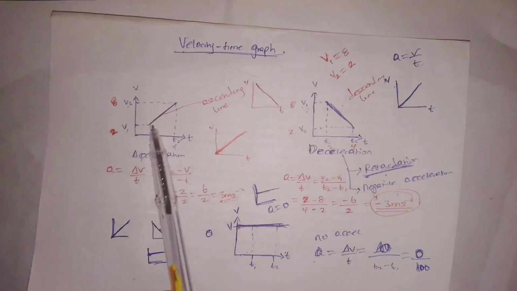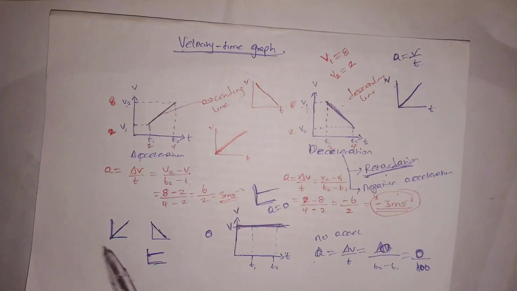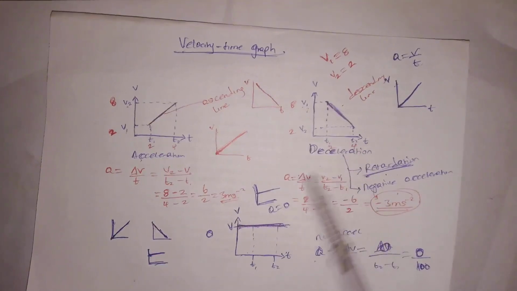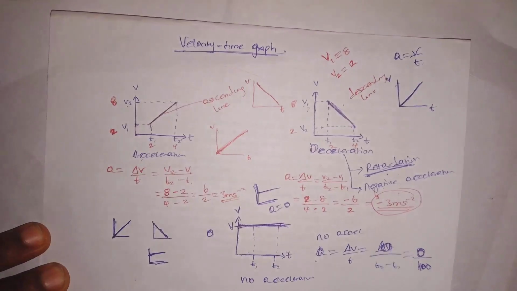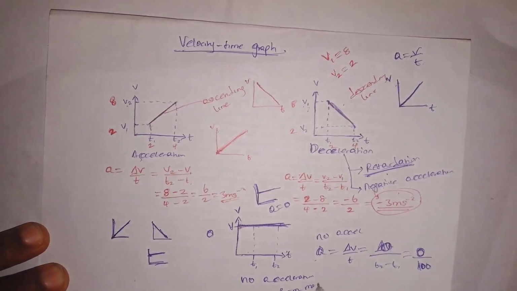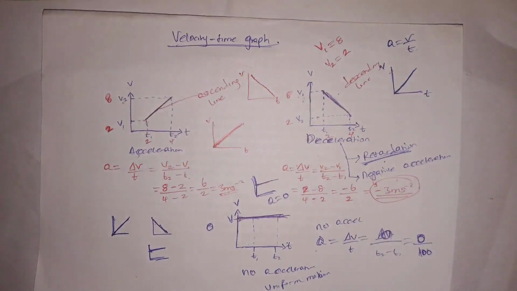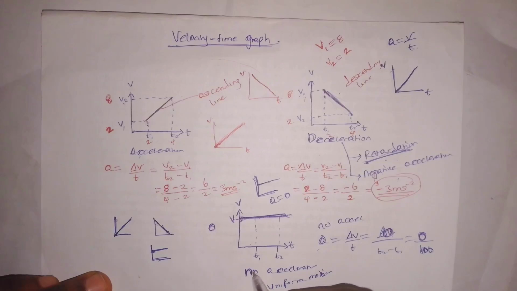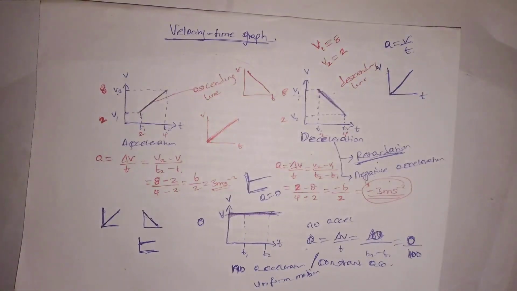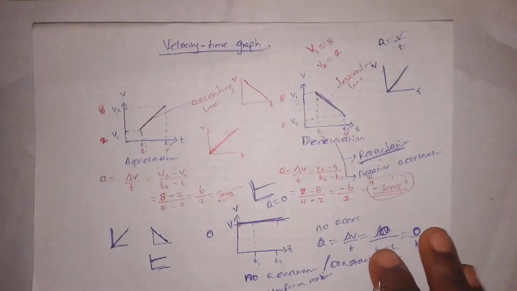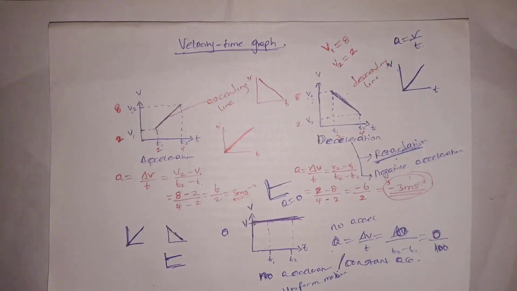So an ascending line shows acceleration, and a descending line shows deceleration. A horizontal line shows no acceleration, or we can say uniform motion. Uniform motion means constant motion, or constant acceleration. Take note, no acceleration is the same thing as constant acceleration, that is, not moving, a is 0. So yeah, this is all about the velocity time graph. In our next video, we do calculations on the velocity time graph and on equations of motion.